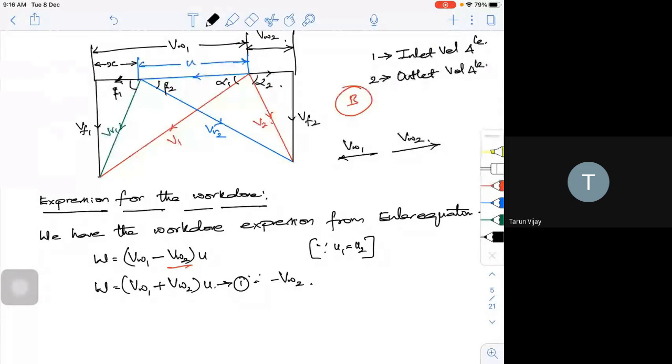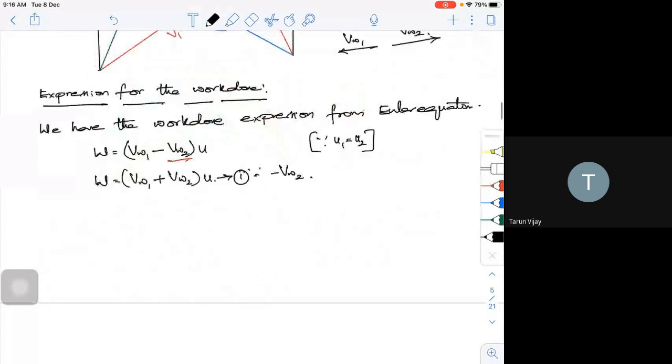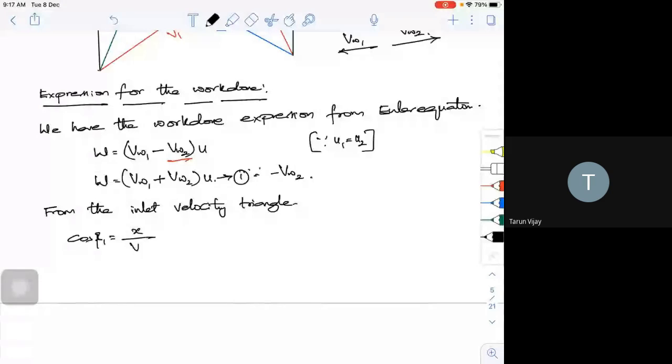Okay, so what I can write, from the inlet velocity triangle: cos beta 1 is equal to x by VR1. What is your x actually? It is VW1 minus U, divided by VR1. If I call it equation number 2.